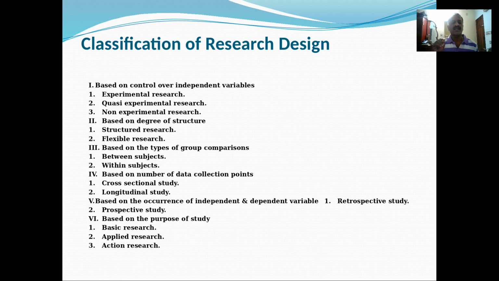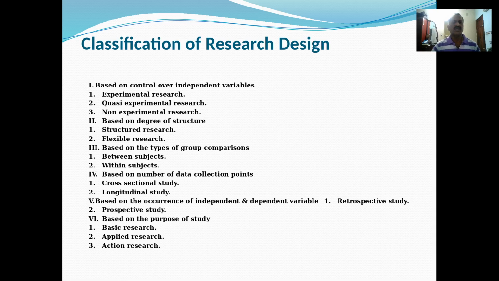Then finally, based on the purpose of the study, why we are conducting the study, we have three types of studies called basic research, applied research, and action research. What is the purpose? Whether we want to explain something, whether we want to develop a theory only, or test a theory, or whether it is for an immediate practical application. There is a problem, and immediately we want to solve it. So based on that, we classify studies into basic research, applied research, and action research.